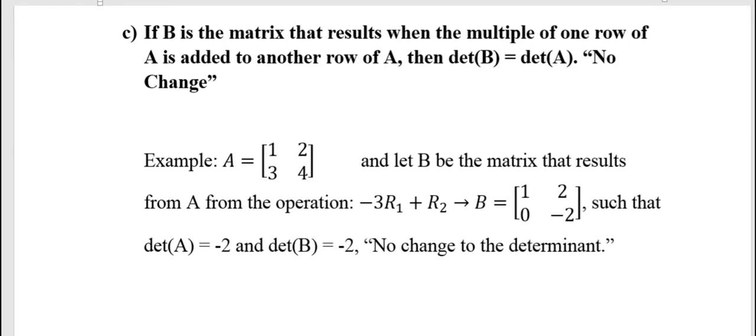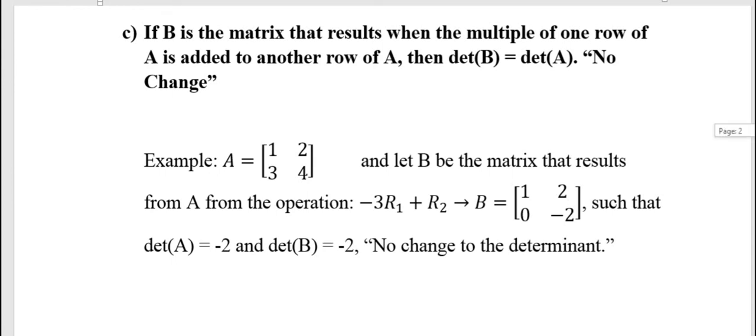And I give an example here. So the matrix A, and then let B be the matrix that results from A from the operation, I want to say, -3 times row 1 plus row 2. And so that gives me this new matrix, right? So I did that. Now, the determinant for A is 4 minus 6, that's -2. But look at B. B is a triangular matrix. So the determinant for B is -2. No change to the determinant. Pretty cool.